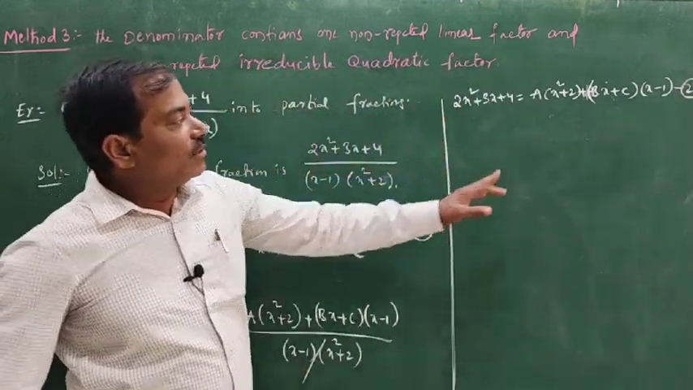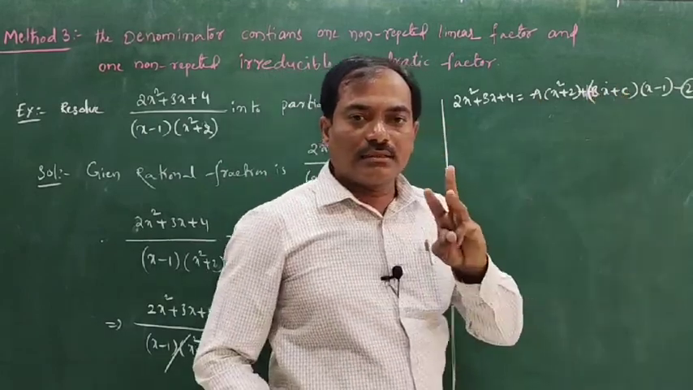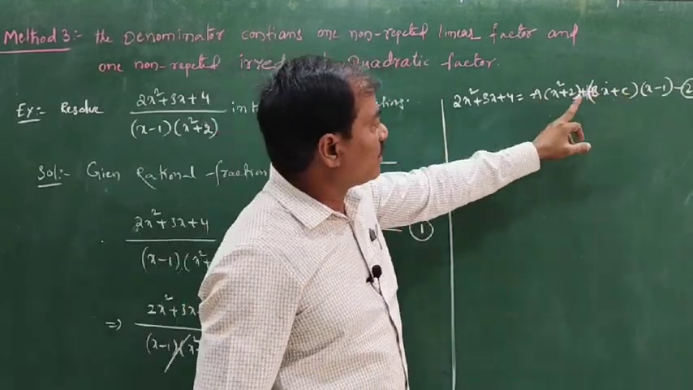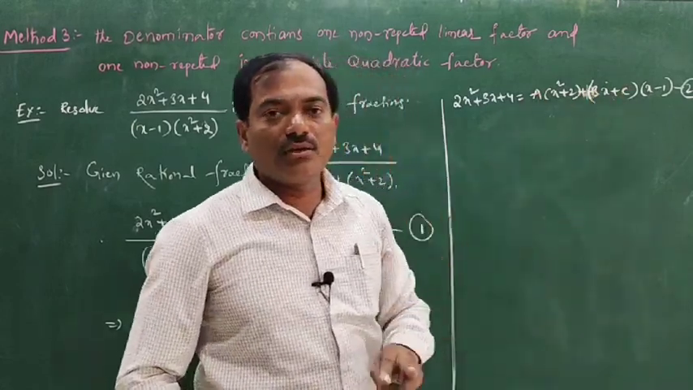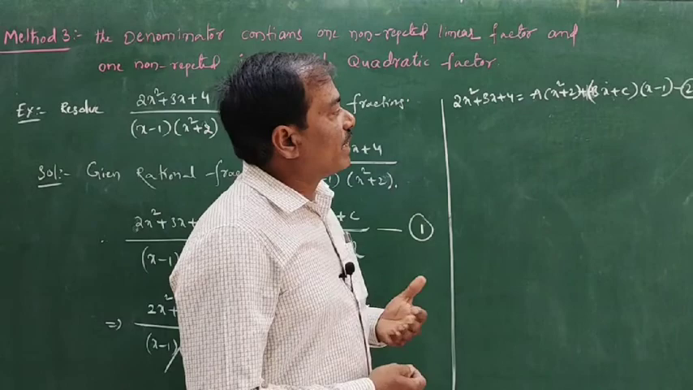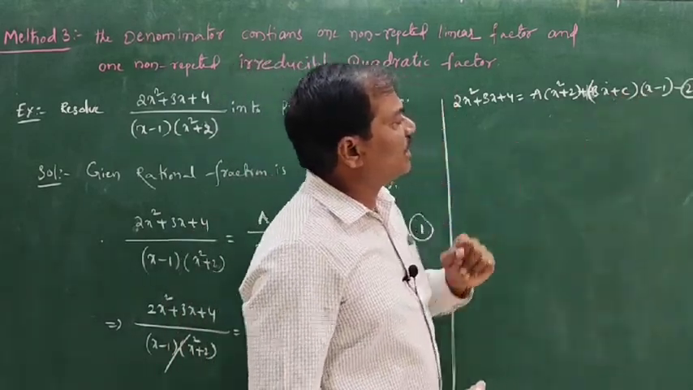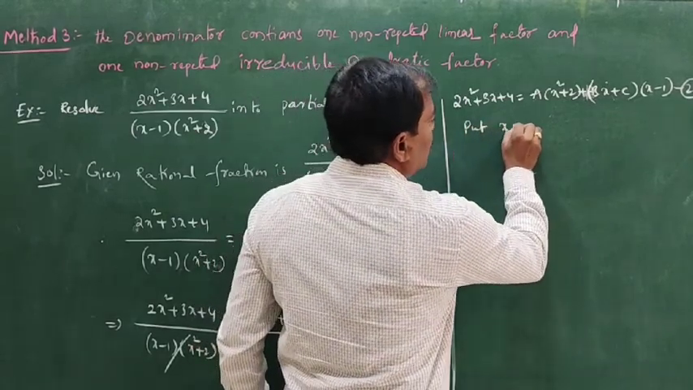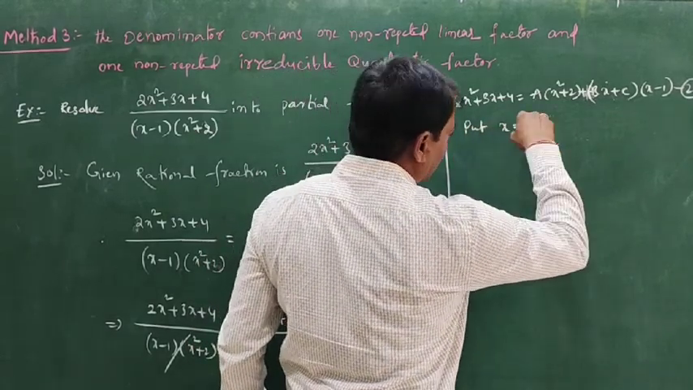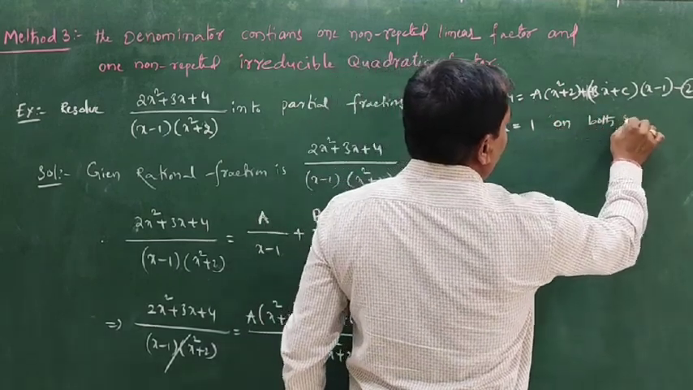Now we have to find these constant values A, b, c. Here there are three values. We have to find these three variables A, b, c by putting either x equal to 1 or x equal to 0 or something. Here first we put x equal to 1 on both sides.